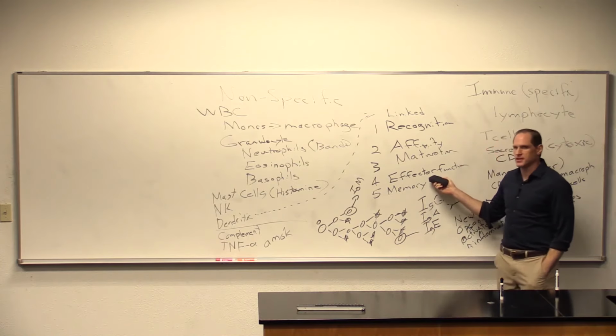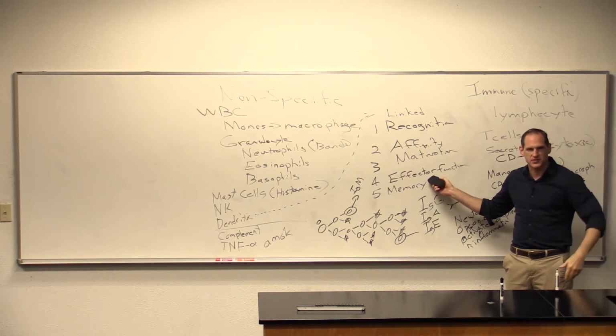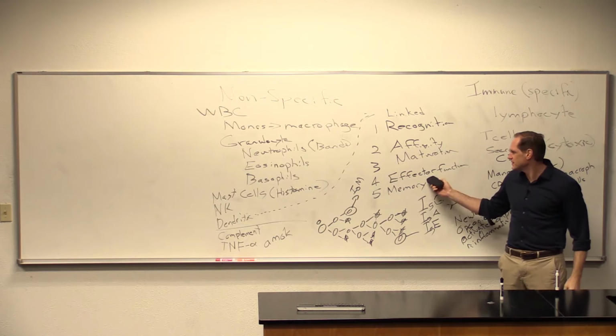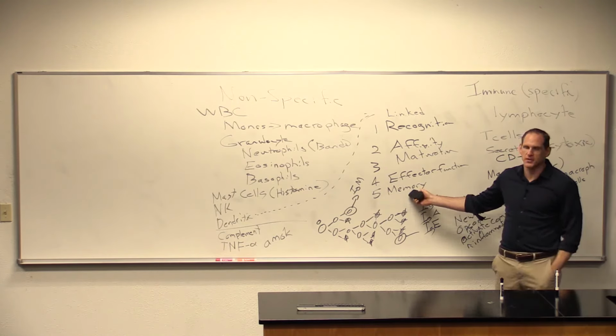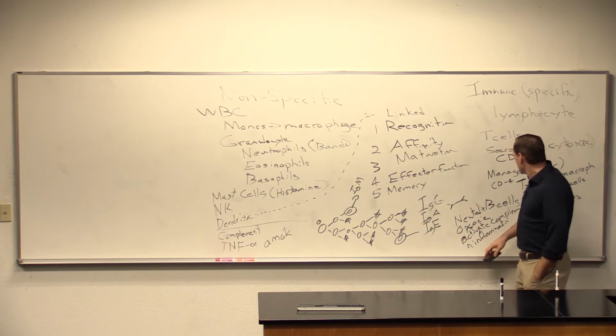The effector function is the same, except instead of helping, it's going to make antibodies, right. And then once the infection is gone, most of them commit apoptosis, and the ones that are left over become memory cells.